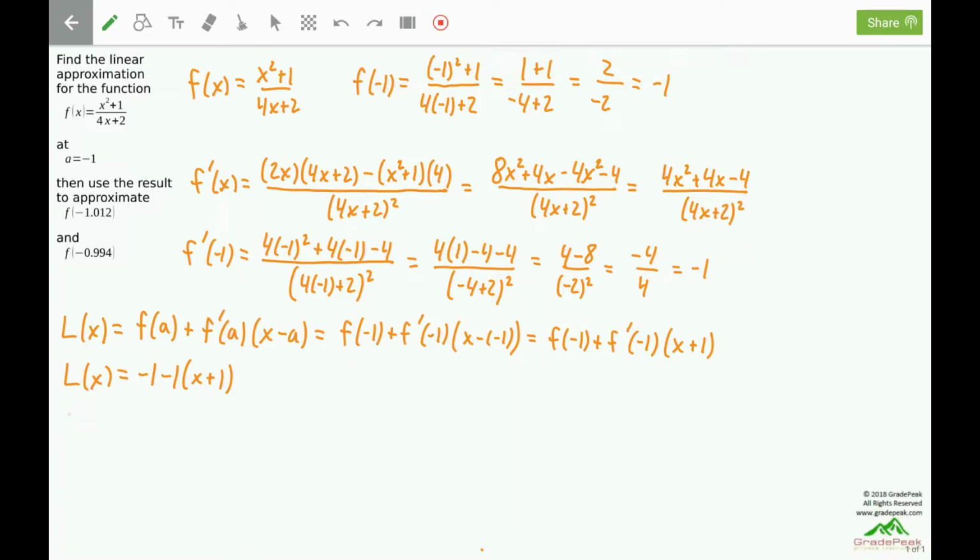The linear approximation can be simplified by distributing the negative 1 in here, giving negative 1 minus x minus 1. And then the constants can be combined together, giving a negative x minus 2.